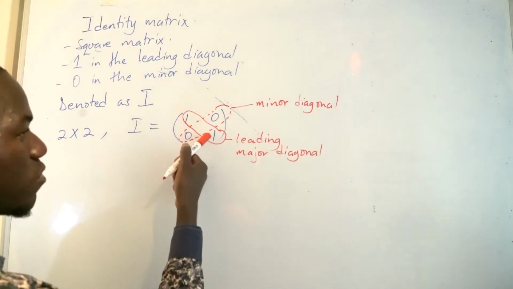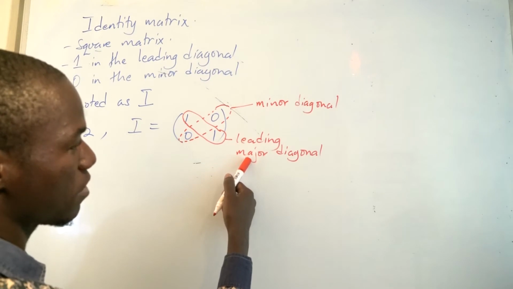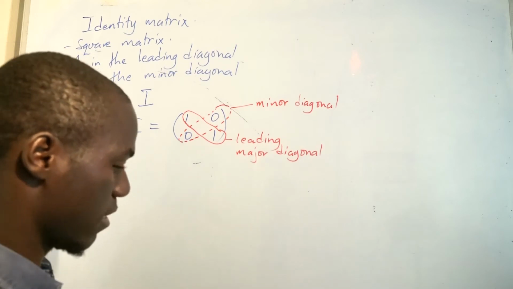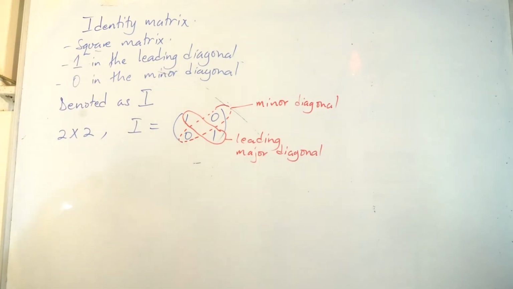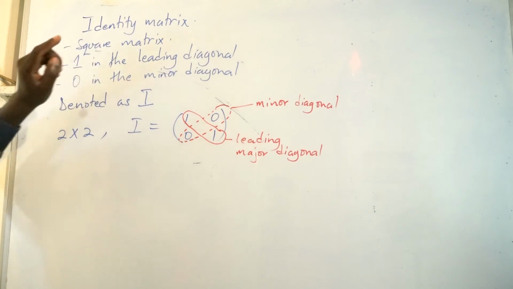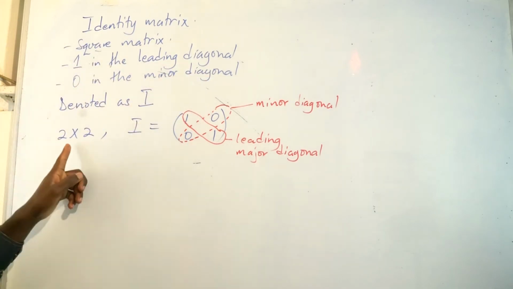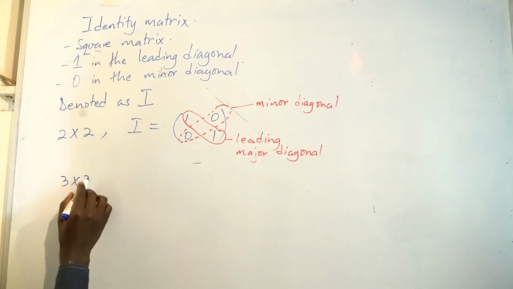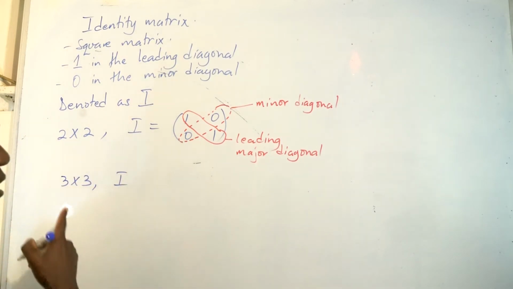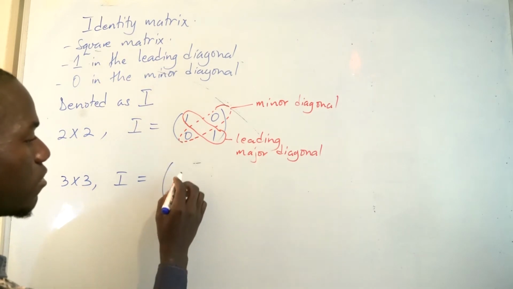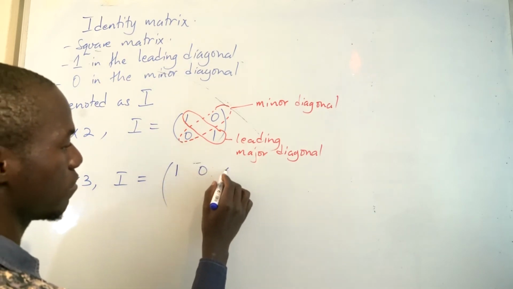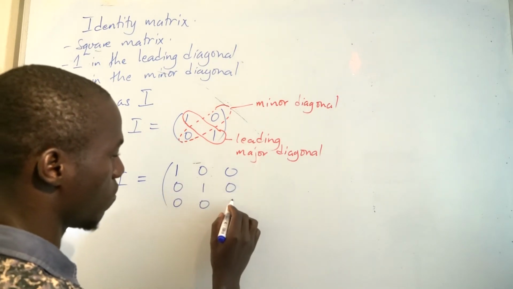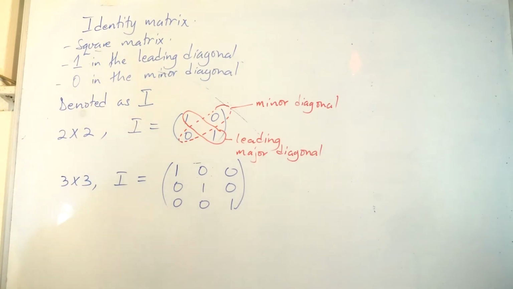So this one here is what we call the leading or major diagonal, and then that one I've dotted is what we call the minor diagonal. So it takes us back here, 1 in the leading diagonal, 0 in the minor diagonal. A 2 by 2 looks like that. If it is a 3 by 3, that identity matrix having an order of 3 by 3, it would be like 1, 0, 0, 0, 1, 0, 0, 0, 1. So it would be like that.